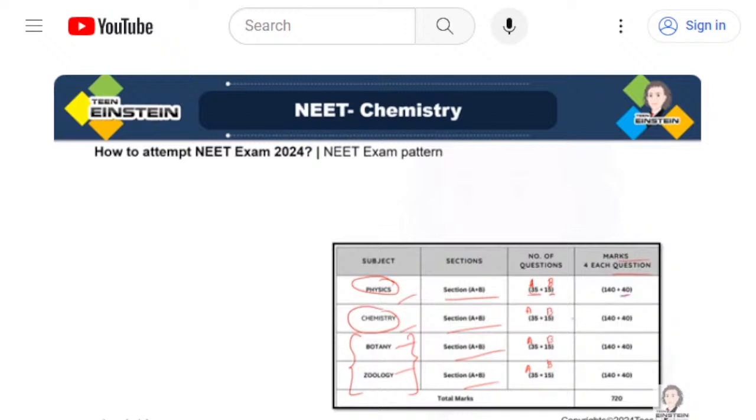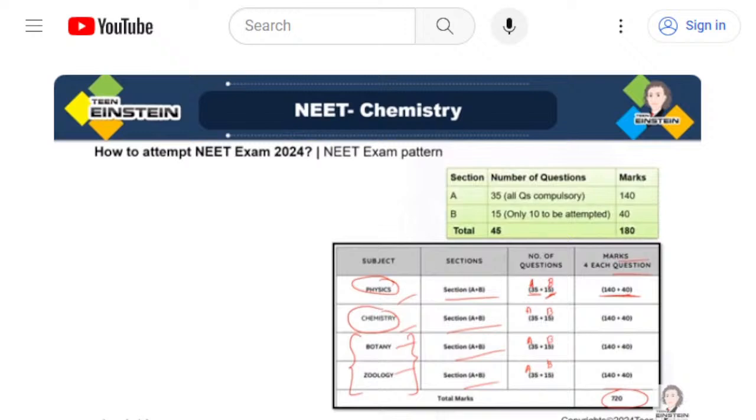But why is it 40? Because you just have to answer 10 questions. Though there are a total of 15 questions in section B, 5 questions you don't have to answer, you just have to answer 10. But in section A the questions are compulsory. So 10 into 4 is a total of 40 marks, right? So 140 plus 40 is 180. In total, it will be 720 marks if you answer all the questions. That is the maximum possible marks you can obtain.